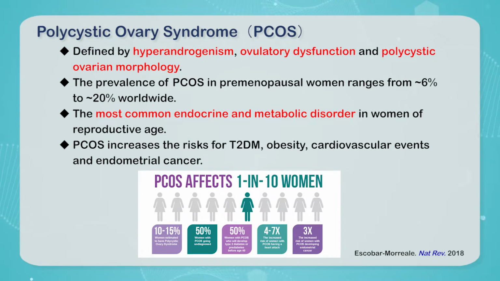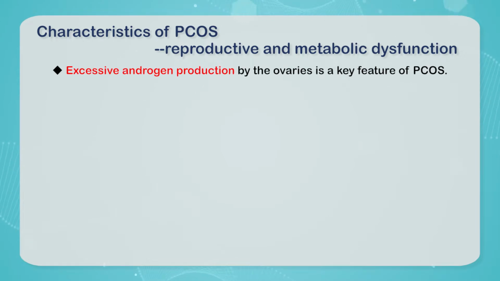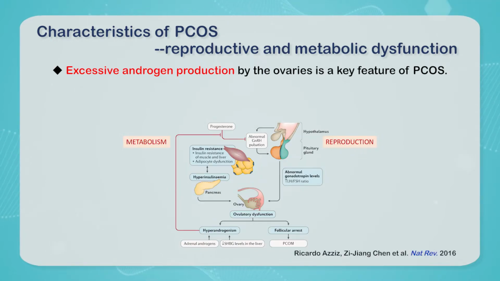With PCOS, the risks for developing type 2 diabetes, obesity, cardiovascular disease, and endometrial cancer are dramatically increased. So, what are the characteristics of this syndrome? A key feature for polycystic ovary syndrome is the excessive androgen production by the ovaries. The dysfunctional hypothalamus-pituitary-ovary axis plays an indispensable role in inducing hyperandrogenism.